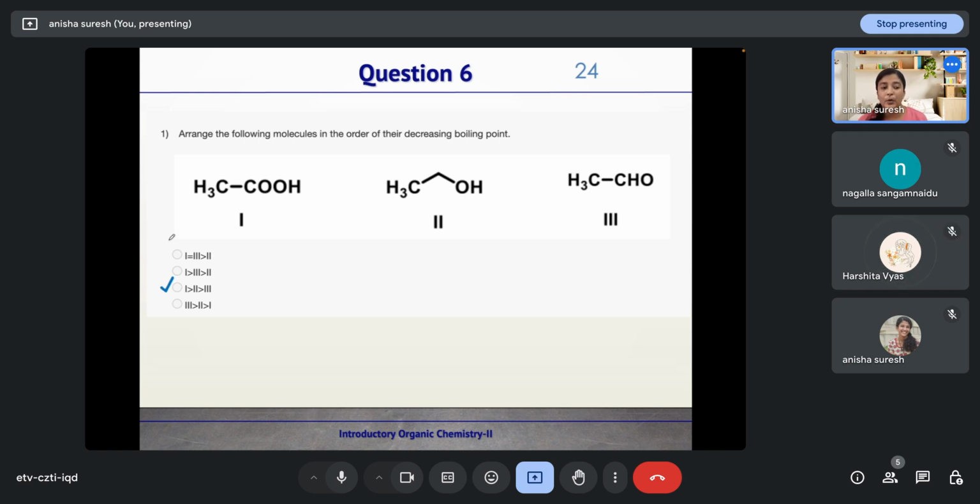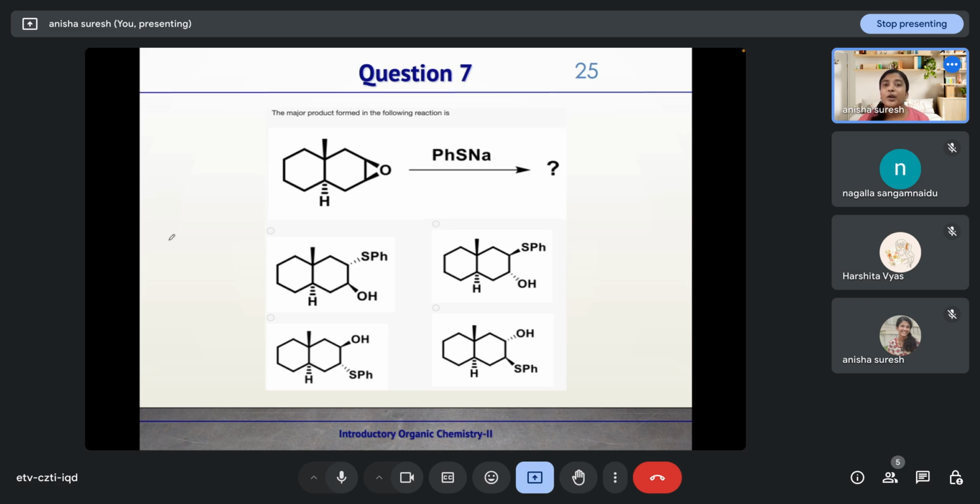No, ma'am. Okay, now coming to question number 7. The major product formed in the following reaction is. Here we are having an epoxide and it is treated with this thiophenol derivative, the salt of thiophenol. So what will be the major product that is formed here?